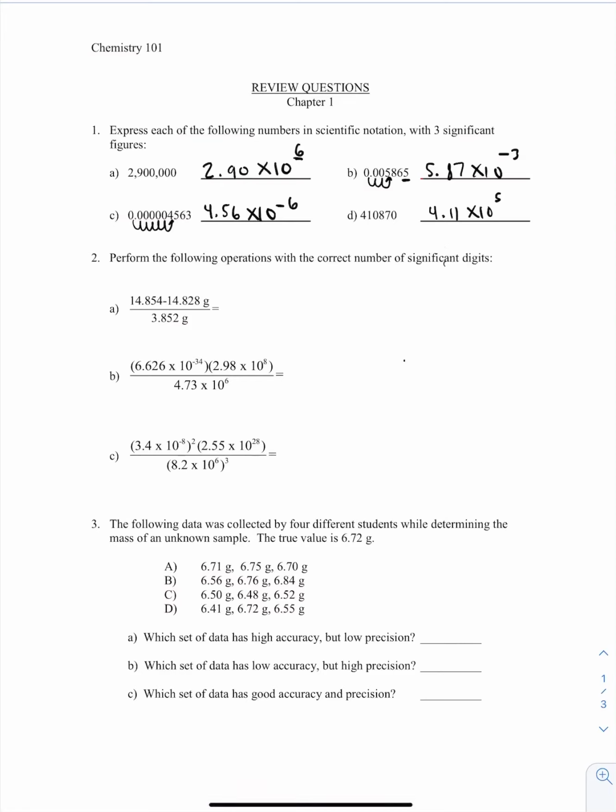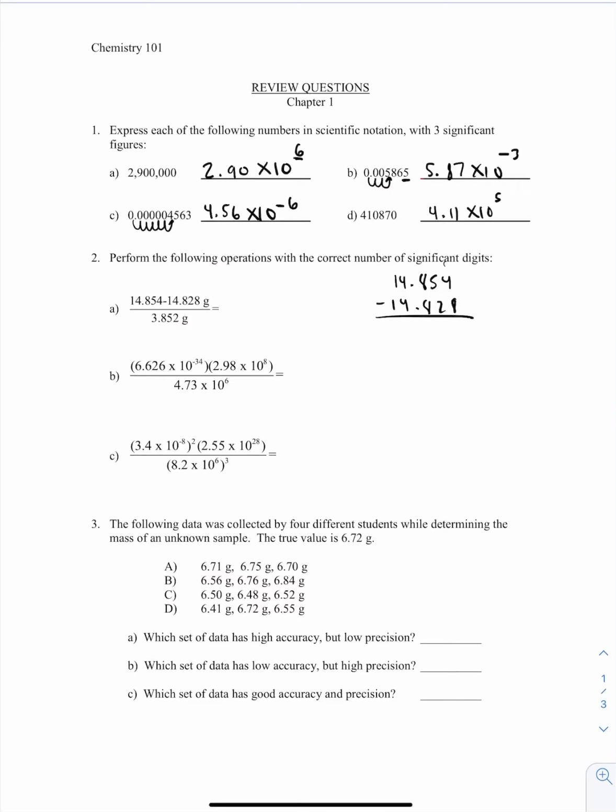Now to solve this problem, the first thing we have to do is the subtraction first, because the subtraction is what's going to limit our answer's precision. So again, the first thing I like to do with these is set up my subtraction part separately and then worry about dividing later. So I have 14.854 minus 14.828.